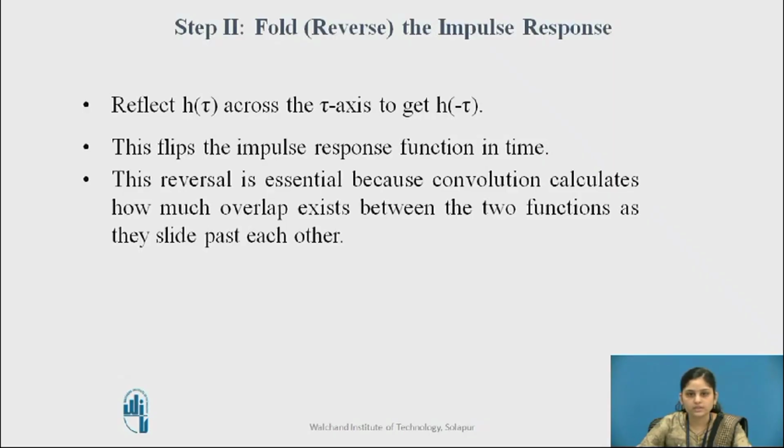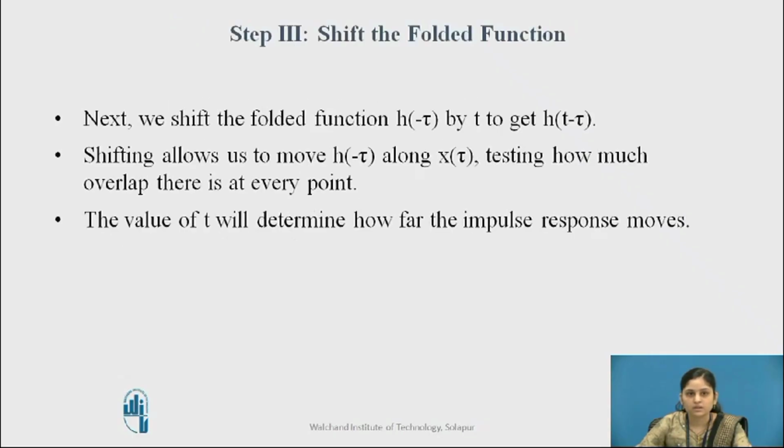Step number 2 is to fold or reverse the impulse response. We have to reflect h of tau across the tau axis to get h of minus tau. This flips the impulse response function on the time axis. This time reversal is essential because convolution calculates how much overlap exists between two functions as they slide past each other.